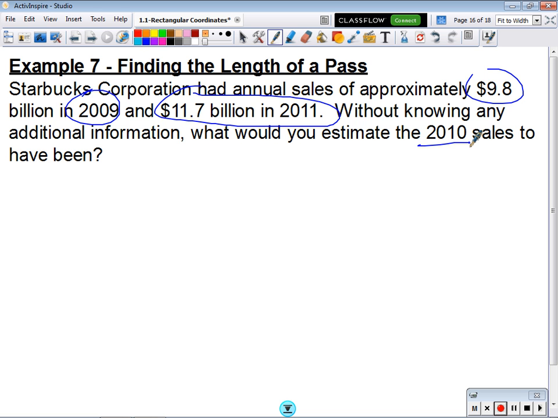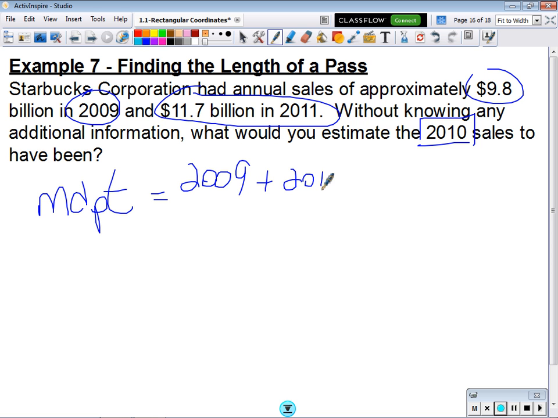So 2010 essentially would be the midpoint between those 2 years. So for this question here, because 2010 is in the middle of 2009 and 2011, I want to use the midpoint formula here again. So first I'm going to take the x values, which I'm going to define as the year. So I'm going to say 2009 plus 2011 over 2, which we know will come out to be 2010. And then when I do y1 plus y2, my y's are going to be the dollar amounts here.